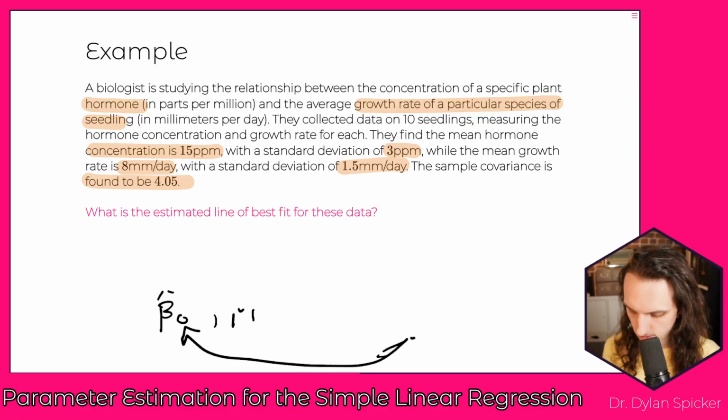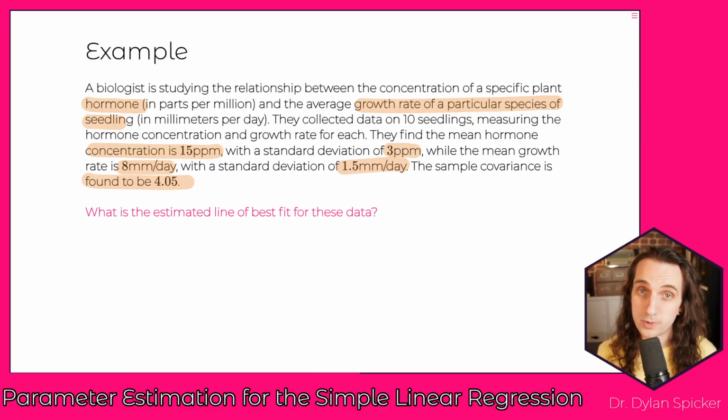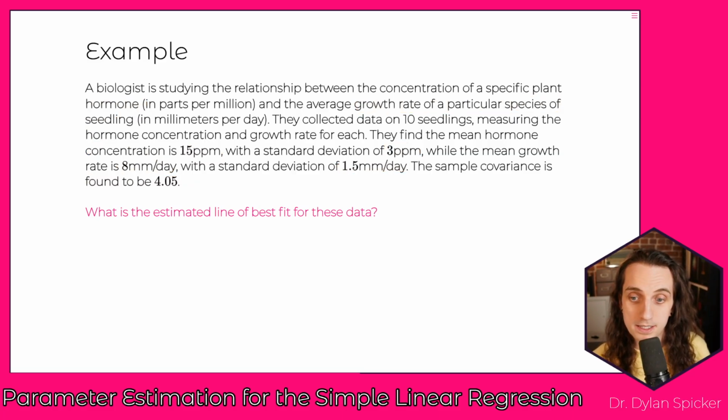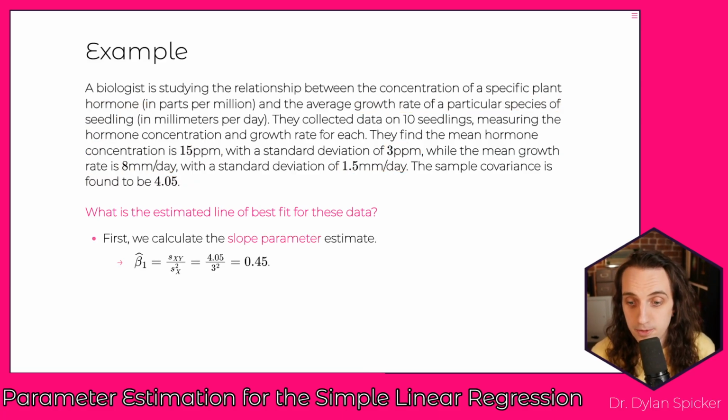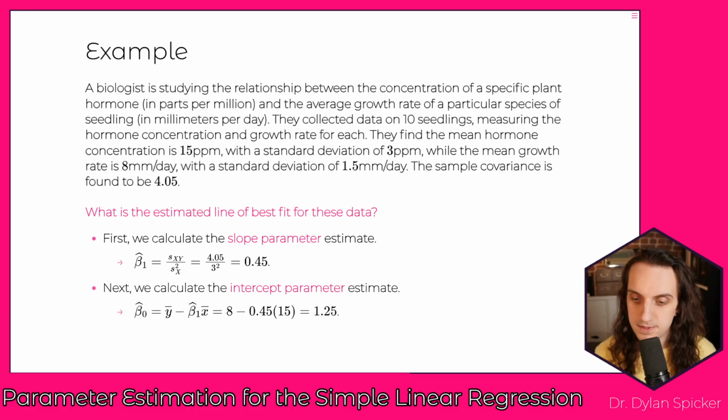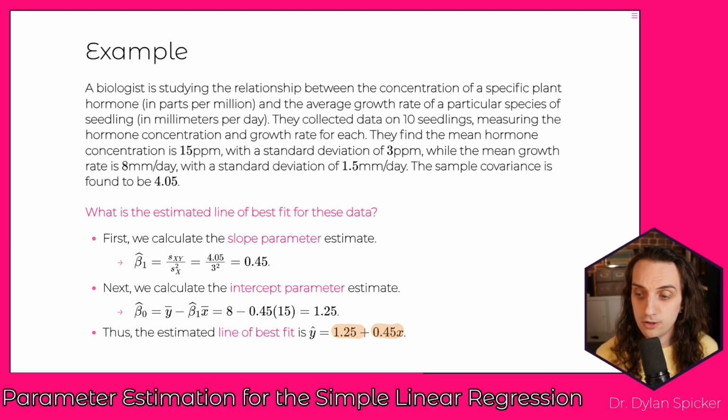Okay, so taking this all together, what do we actually see here? We're going to find the slope parameter estimate. Beta hat 1 is going to be 4.05 divided by 3 squared, and that gives us 0.45. Then we can calculate the intercept. That's y bar minus beta hat 1 times x bar, so 8 minus 0.45 times 15 to give us 1.25. Therefore, our line of best fit is y hat equals 1.25 plus 0.45 times x.